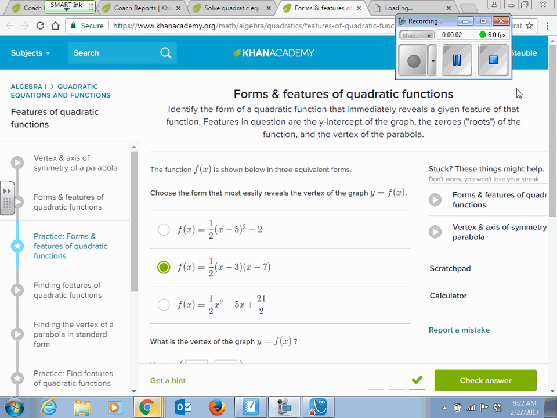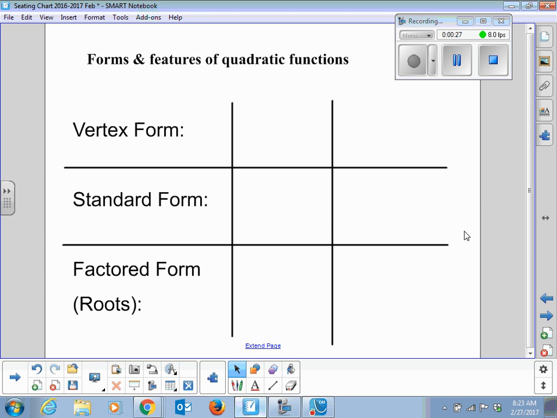The other lesson I want you to attempt is the forms and features of quadratic functions, and hopefully you can have this done by Wednesday. But this one, you need to know the three types of equations that you can see quadratics written as, and we've graphed them, but I never really went over what the names of everything are. So these three forms each have their own name, so I would make a little chart somewhere.